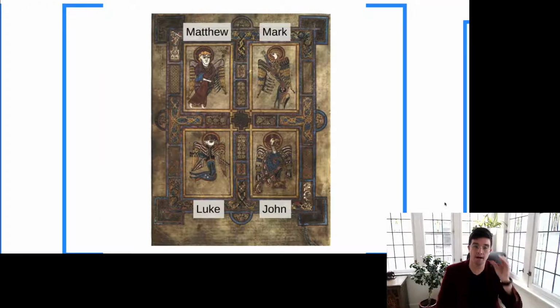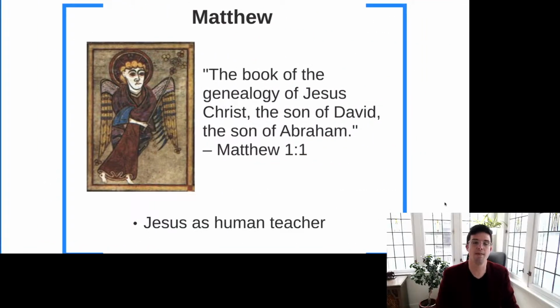Each one of the images takes its origins from this passage in Ezekiel chapter 1, and they get identified with these 4 different figures on the basis of how each gospel begins. Matthew 1:1 begins with the book of the genealogy of Jesus Christ, the son of David, the son of Abraham. So Matthew begins with the humanness of Jesus by tracing his human ancestry back to Abraham.